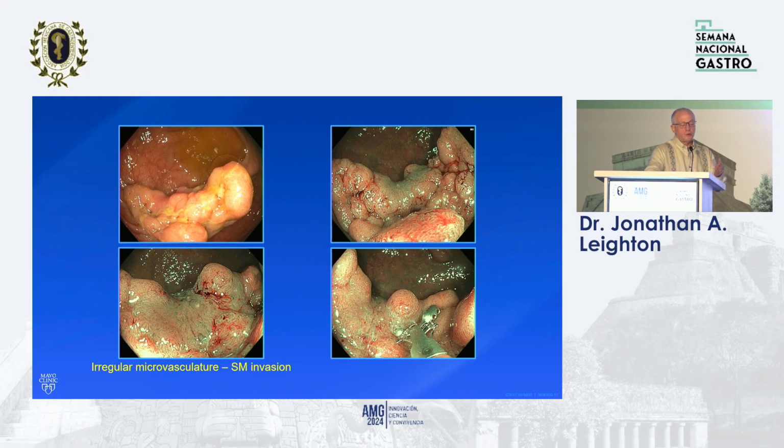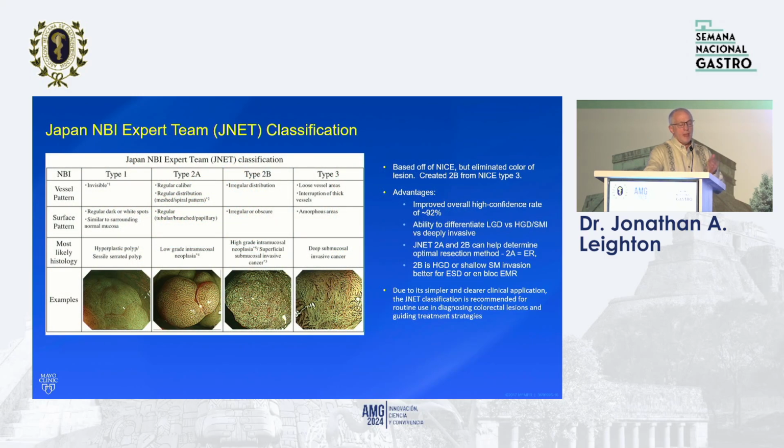By the way, this shows an advanced lesion. You can see the disarray there that suggests submucosal invasion with that irregular microvasculature. And so it's recommended that you use this JNET classification.